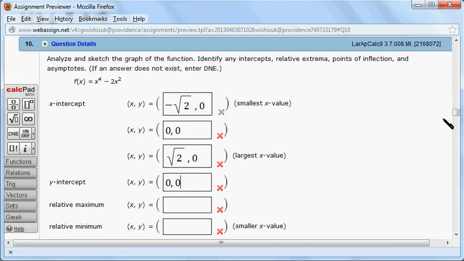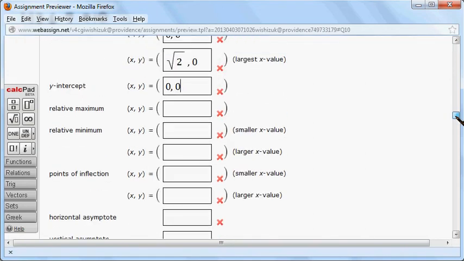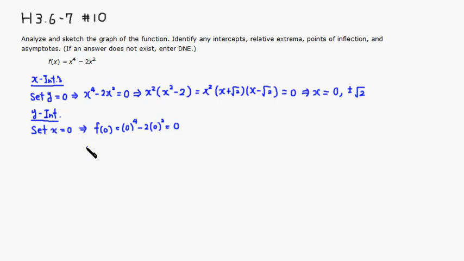Then we want to find the relative max and the relative min. So let's do that. We want to find the local extrema. So we just need to do a number line here. Critical numbers are, so let's see. Oh, sorry, we have to take the derivative first.